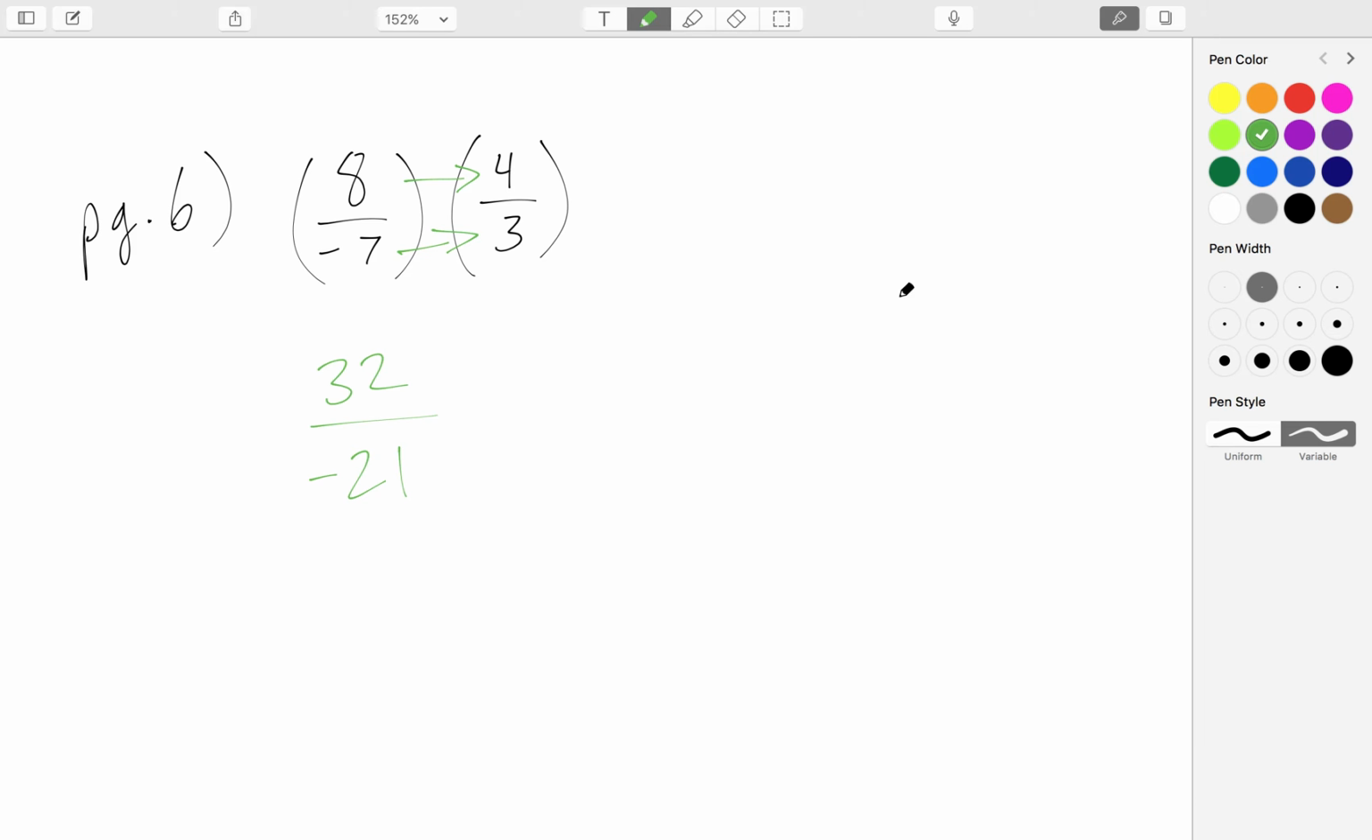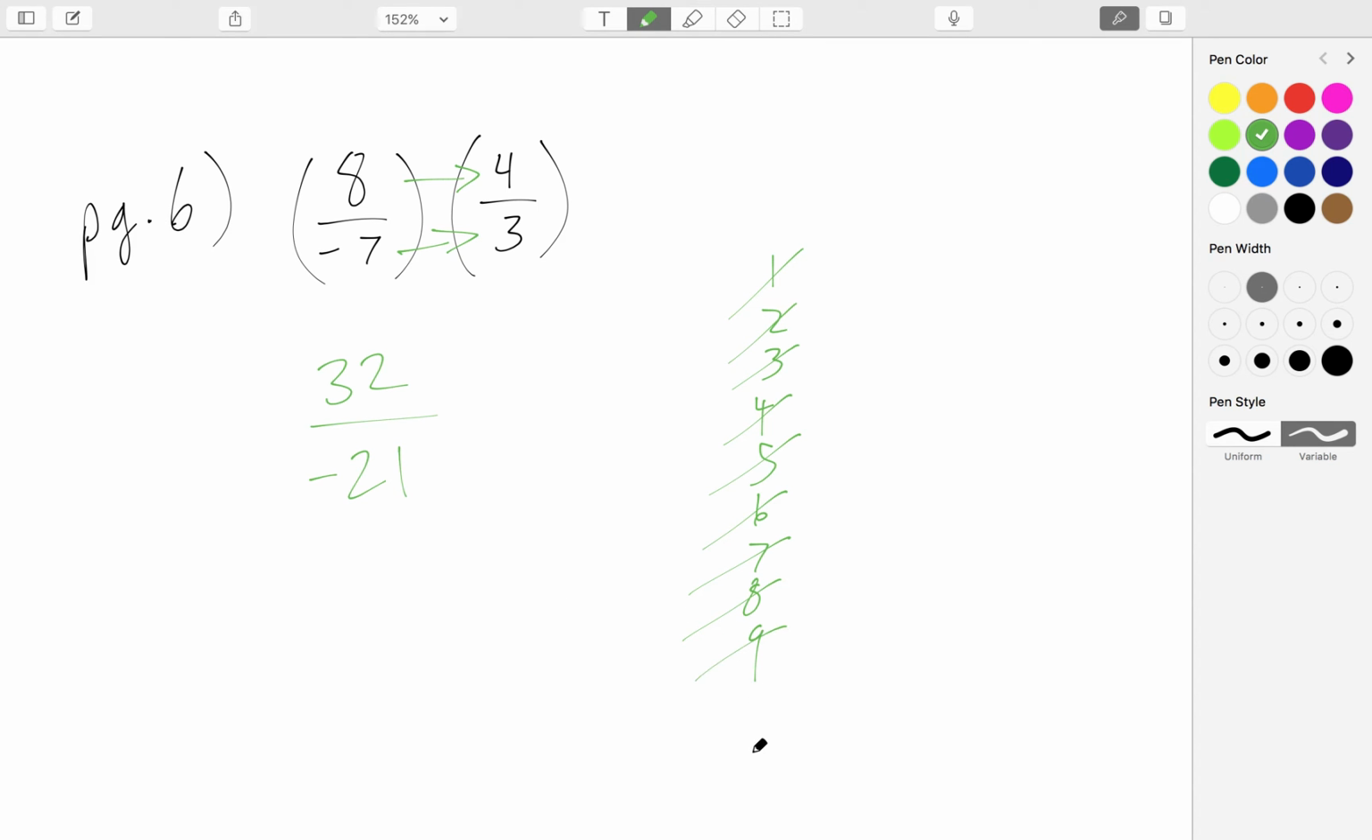So make a list: 2, 3, 4, 5, 6, 7, 8, 9. If you're having a hard time seeing. 1, yeah, it can go in, but it doesn't really help us. 2 can't go in. 3 can't go into 32. 4, can it go into 32? Yeah, but it can't go into 21. 5 can't go into it. 6 can't go into it. 7 can go into 21, but not into 32 evenly. 8 can go into 32, but not 21.